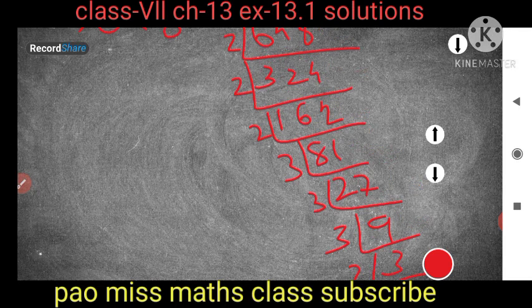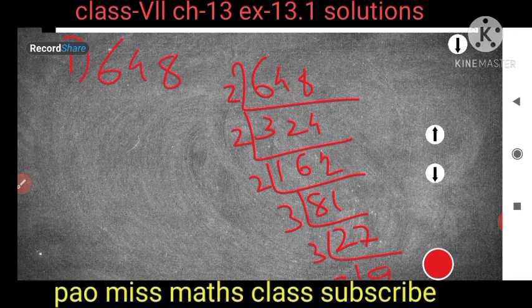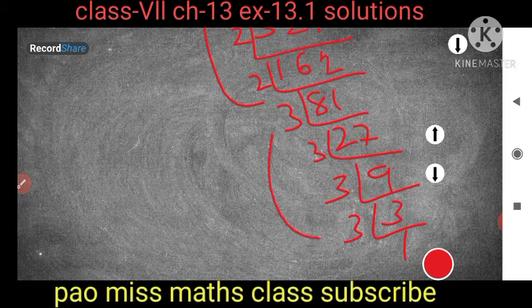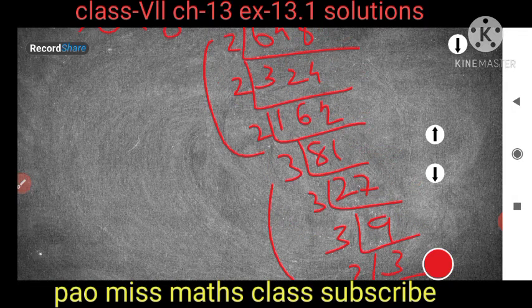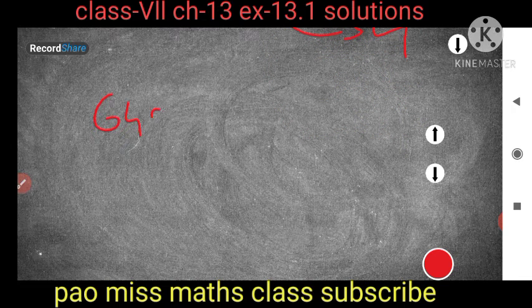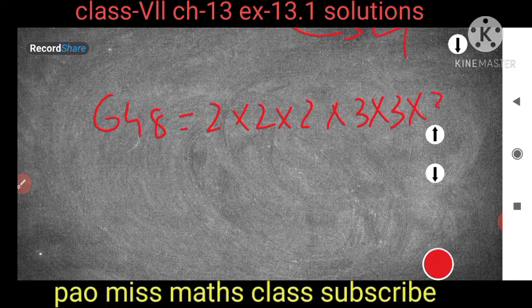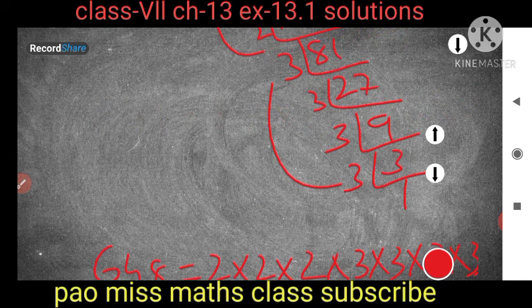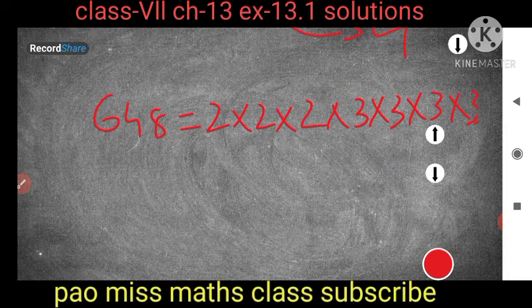So what are the factors for this value? We got 2 three times and 3 four times. So what was the value? The value is 648, isn't it? So 648 is equal to 2 into 2 into 2. How many times did we get 2? 3 times. And 3, how many times did we get? 4 times. 3 into 3 into 3 into 3, isn't it? So how many times did we get? 3 times, sorry, 4 times. Yes, 4 times we got. Now we have to write them in exponent form. That means 2 to the power how much?